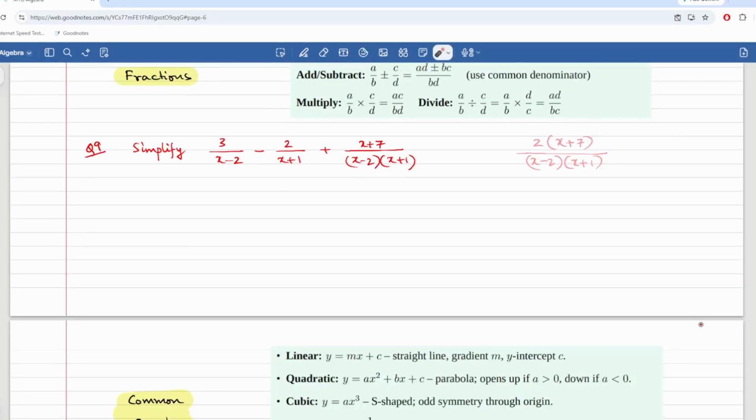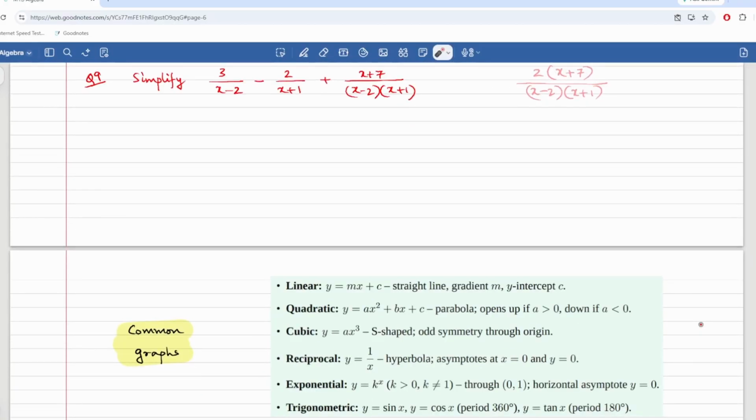Moving on, some common graphs that you need to know. Linear graphs, quadratic graphs, cubics, reciprocals, exponentials, and trigonometry. Now, exponential and trigonometric graphs, I'll do them separately in the chapter on logs, exponents, and trigonometry. Reciprocal graph, you know, it is the rectangular hyperbola. So it looks kind of like this.